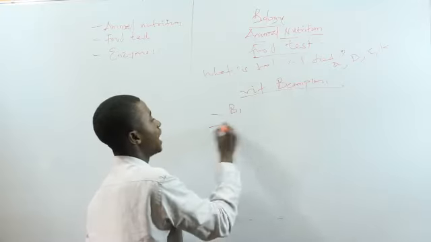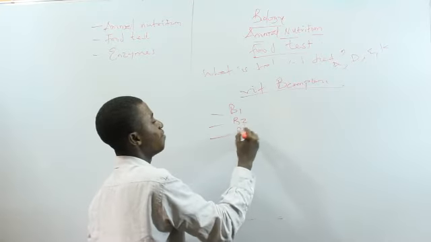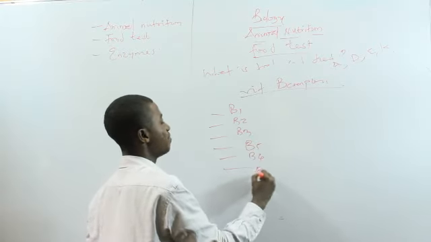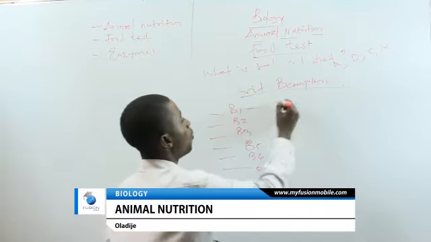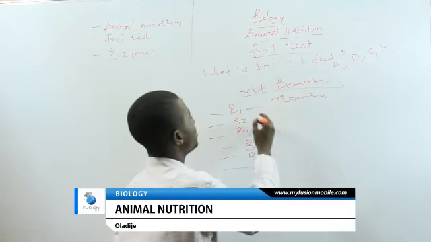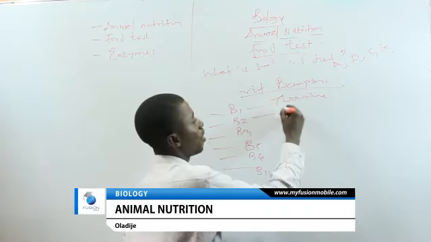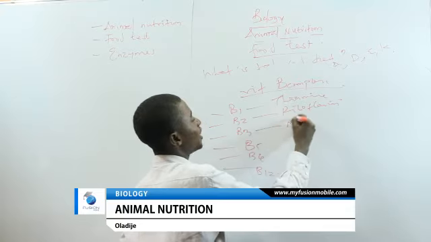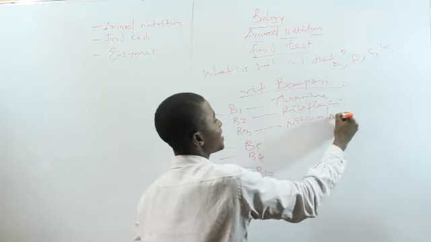We have vitamin B1, B2, B3, B5, B6, and B12. Vitamin B1 is called thiamine. Vitamin B2 is called riboflavin. Vitamin B3 is called niacin or nicotinamide.